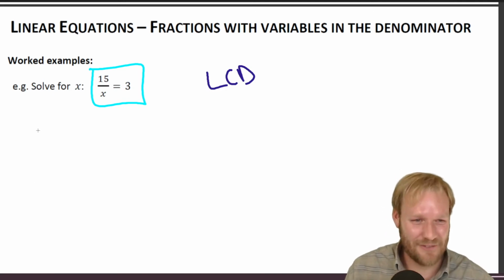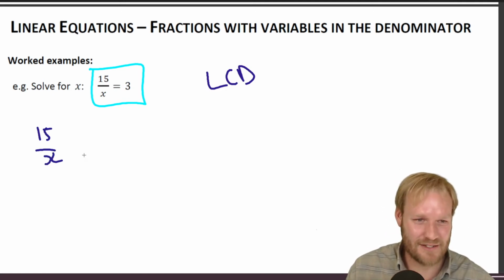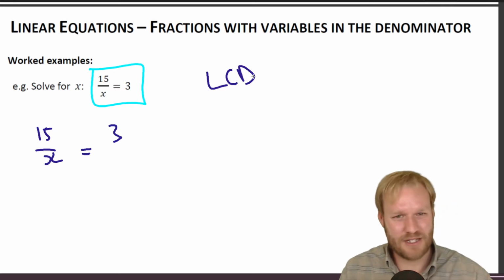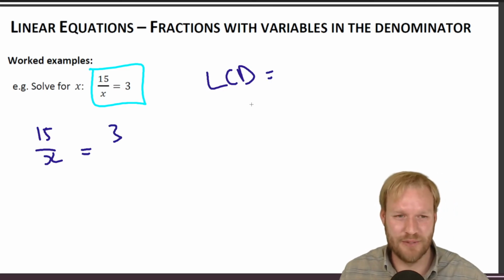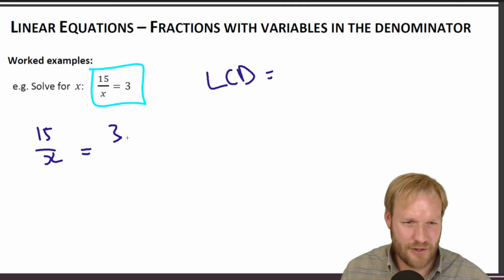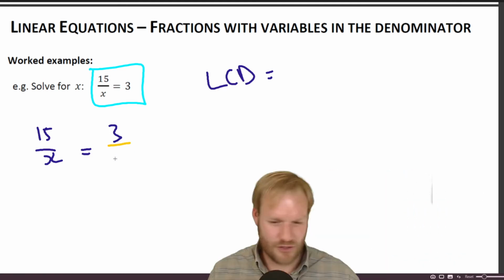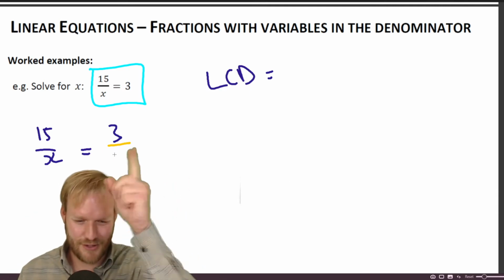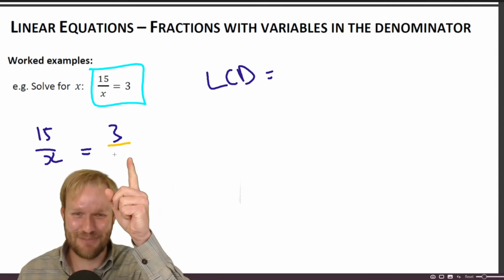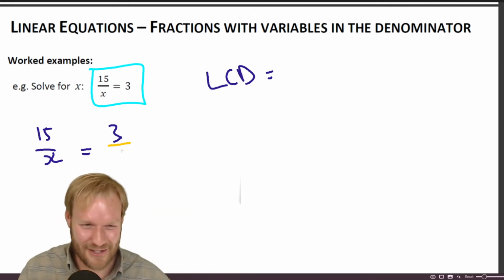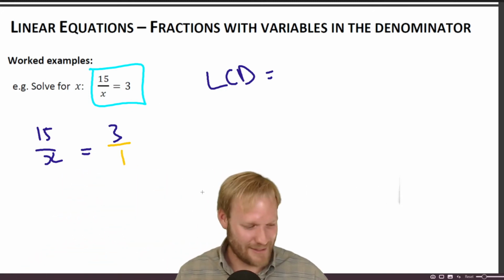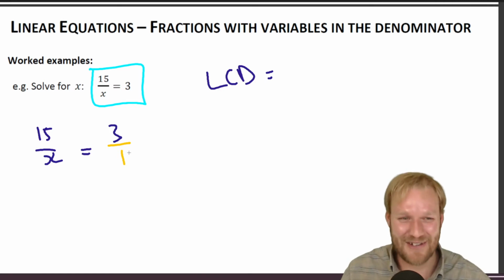So for this one, 15 over x equals 3. Let's look at it in terms of lowest common denominators. What could we write this 3 over? What could we write this denominator? If we wanted to write 3 as a fraction, I could just write the number 1 in that corner. Okay, so 3 over 1.